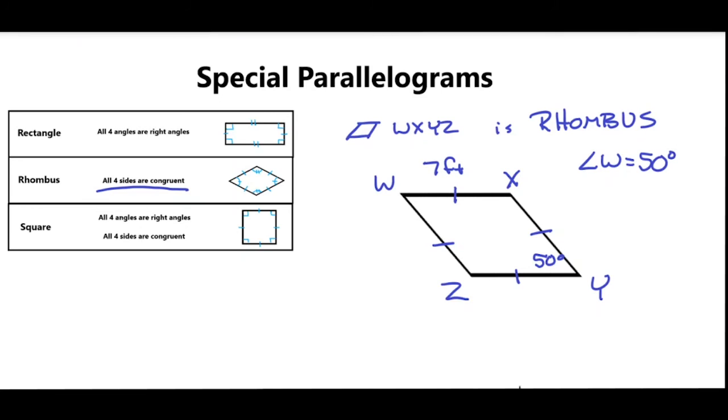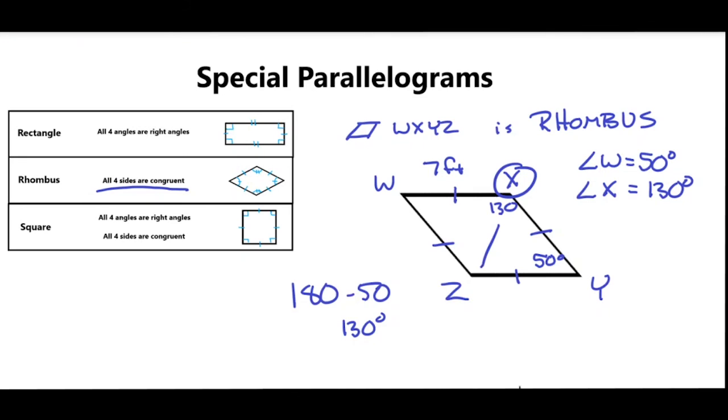All right. What about angle X? Well, I know that consecutive angles are supplementary. So X would actually be 180 minus 50, which is 130 degrees. So I know that angle X is 130 degrees. So if that's 130, that means that Z is also 130. So angle Z is 130 degrees.